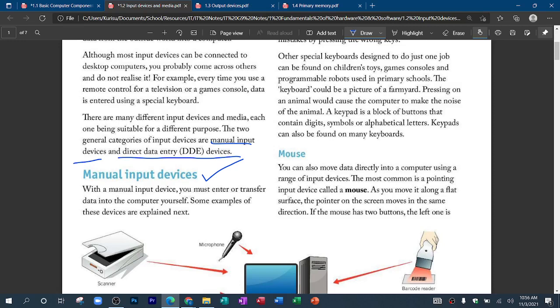And once you remember that manual input device means you have to do it manually, then logically you should be thinking that a direct data entry device is the opposite. It's going to do it automatically. The direct data entry device basically takes a group of data and automatically enters it into the computer, instead of you manually typing each piece of data one by one. So that is the difference between the two.